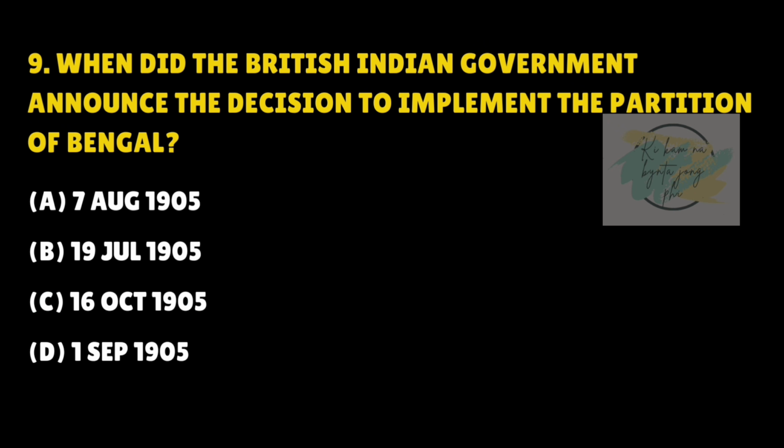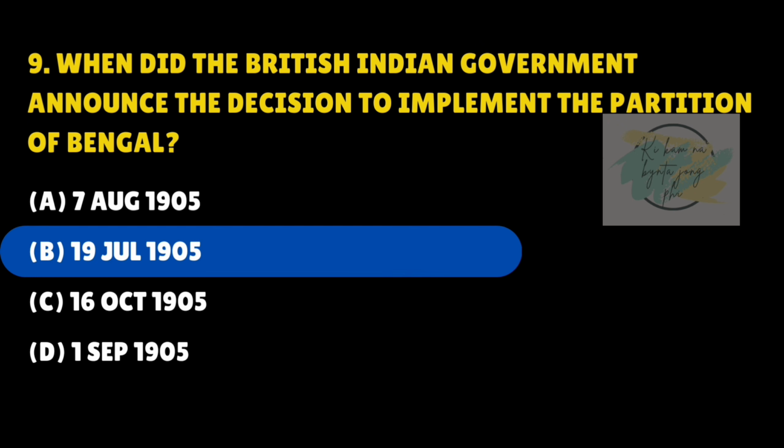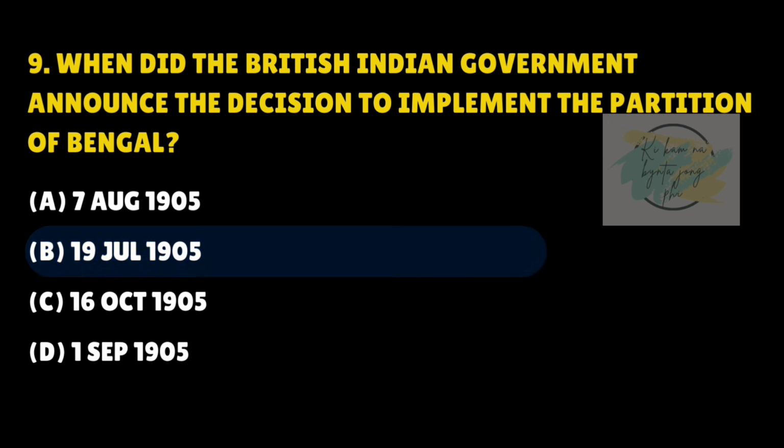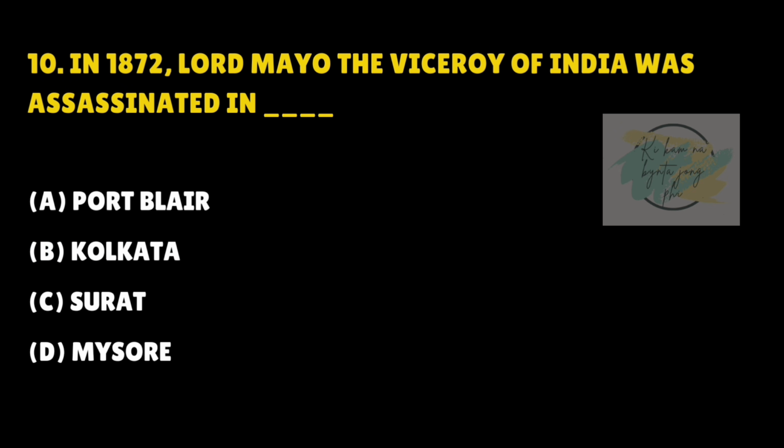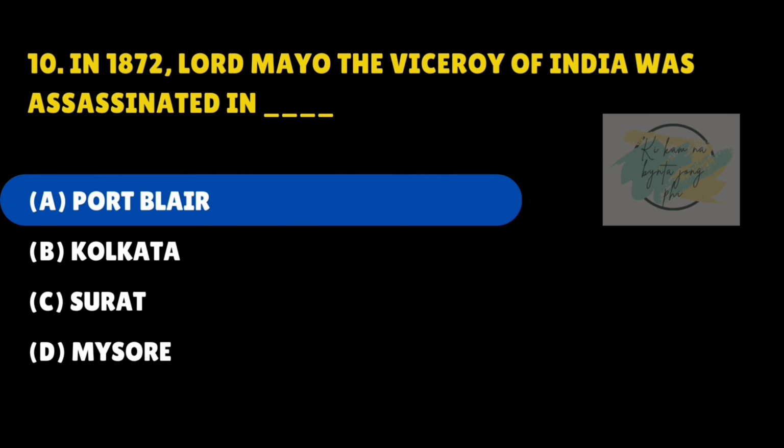When did the British Indian government announce the decision to implement the partition of Bengal? Answer is B. 19 July 1905. In 1872, Lord Mayo, the Viceroy of India, was assassinated in? Answer is A. Port Blair.